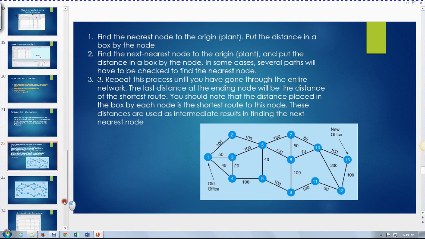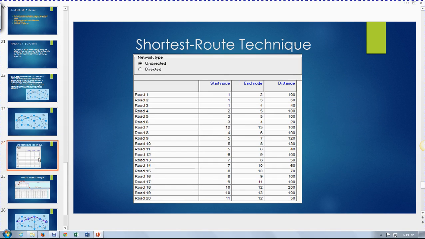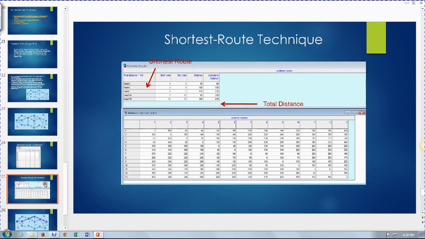Again, I prefer using QM for Windows for this. This is a rather complicated one. There's 20 rows we have to consider. We have to fill in the table with start and end nodes and the distance between them, right from our diagram. We hit solve, and here's what it shows. It shows that the total distance is 430 miles, and it tells us how to do it. We go from 1 to 3, from 3 to 5, 5 to 7, 7 to 10, 10 to 13.